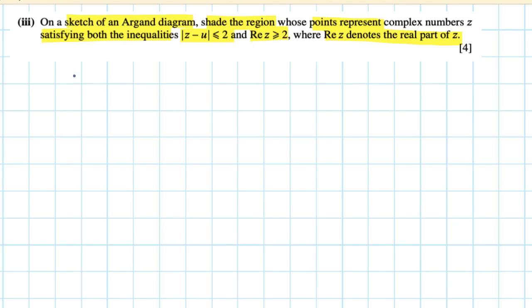Okay, so now let's start drawing this part. First thing, we know u is equal to 1 minus root 3 i. So the modulus of z minus 1 minus root 3 i is less than or equal to 2. So what does this inequality represent? It represents a locus of points in a circle, whose center is this 1 minus root 3 i and radius is 2 units.